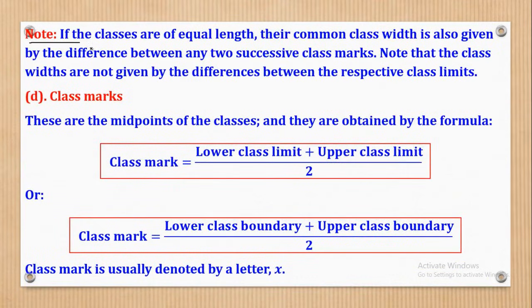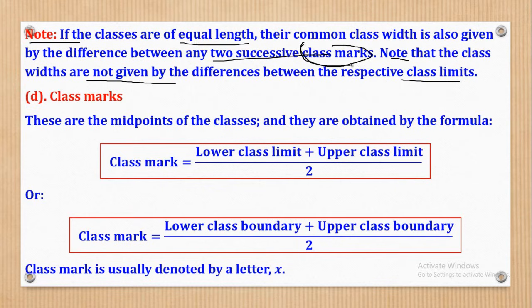Now there is something we need to note: if the classes are of equal length, their common class width is also given by the difference between any two successive class marks. There is this other term now, class marks. We don't know what it means so far. Note that class widths are not given by the difference between the respective class limits. Here you must know the difference between class boundaries and class limits. Class widths are got by getting the difference between the class boundaries, not the class limits. You should remember that.